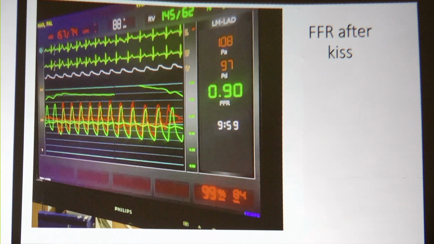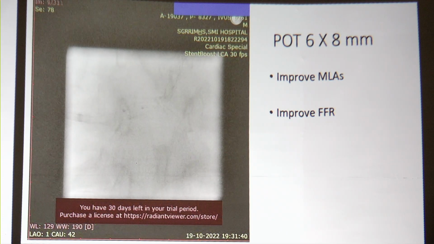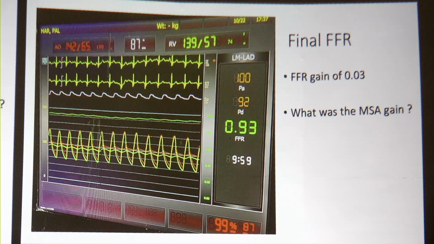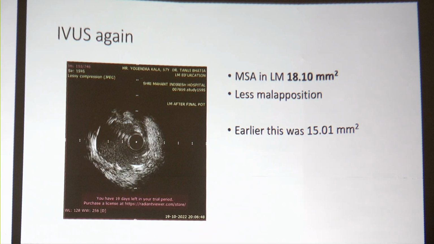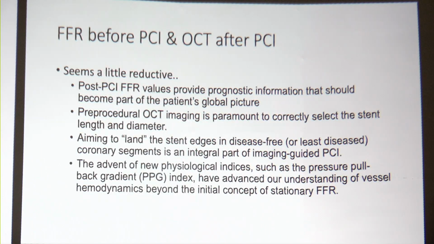We did an FFR, this was 0.90, and these days we have another strategy known as the PIOS strategy, the physiology guided incremental optimization strategy, where we can go for additional balloon dilatations if our FFR is less than 0.90. So we did a POT seeing both the IVUS and FFR. We did a POT with a 6 into 8 mm balloon, and let's see how it improved the MLAs and FFR. We got a step up from 0.90 to 0.93. This was the final FFR, and we got a step up of MSA from 15 millimeter square to 18 millimeter square. But that was the maximum that I could achieve with the 6 mm balloon.